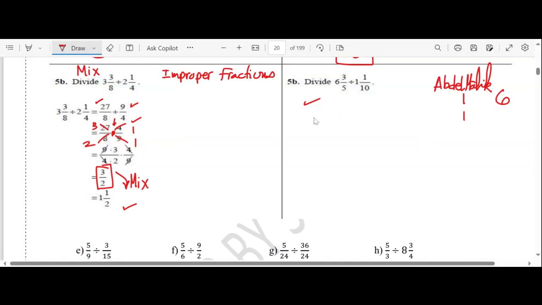So let's do it together. 6 times 5? 30. Plus 3? 33 over 5. Divide by 1 times 10? 10 plus 1? And then multiplication. So you flip it.